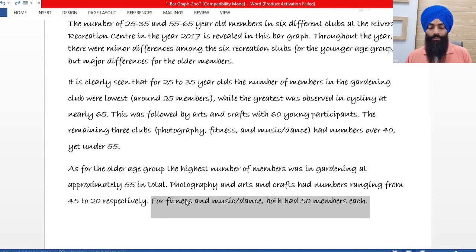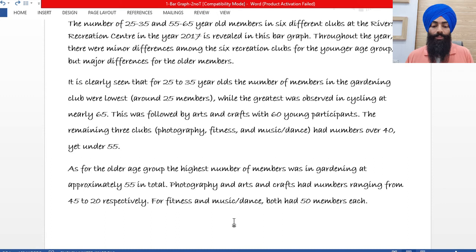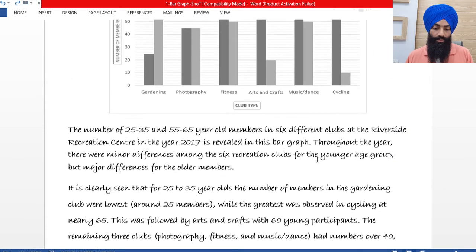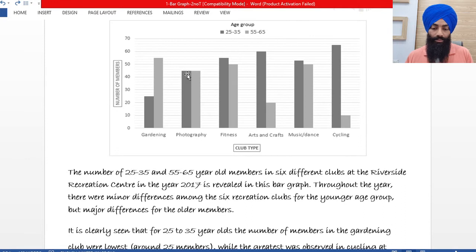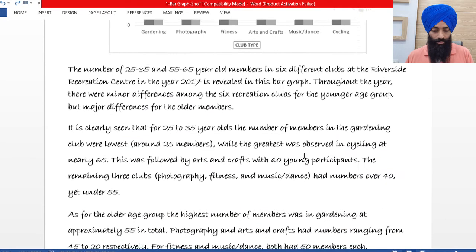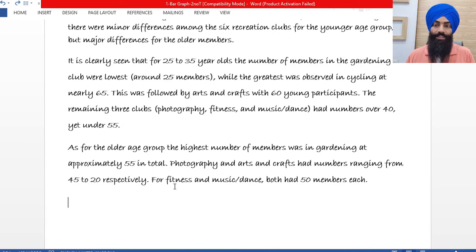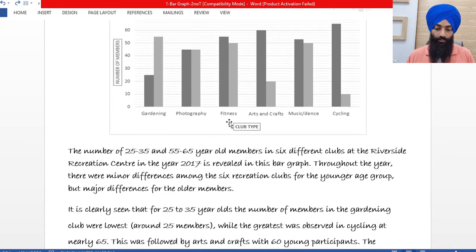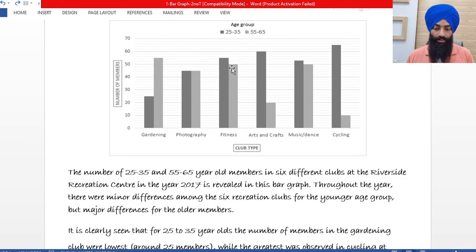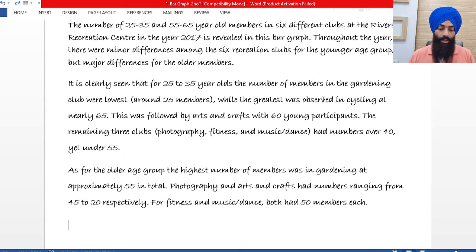So next, what I can do is I can write for fitness and music and dance, both had 50 members each. So music and dance, which one was it? I kind of forgot. Fitness, music and dance. Okay, so fitness here, music and dance here. It was about the same, about 50 members each, right? It looks the same anyway.